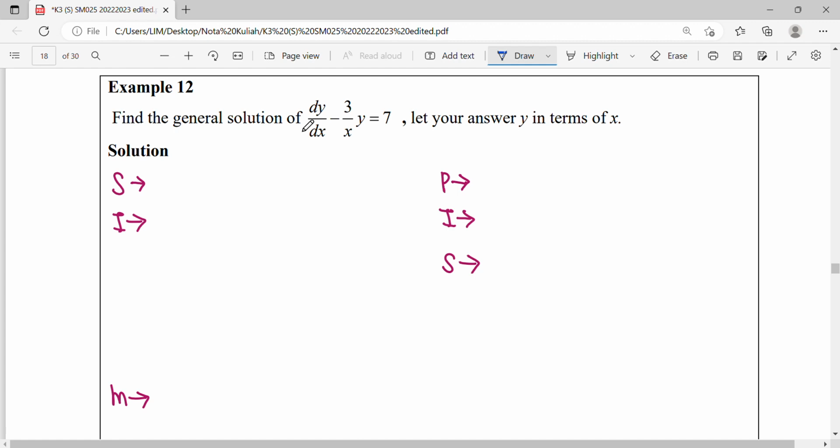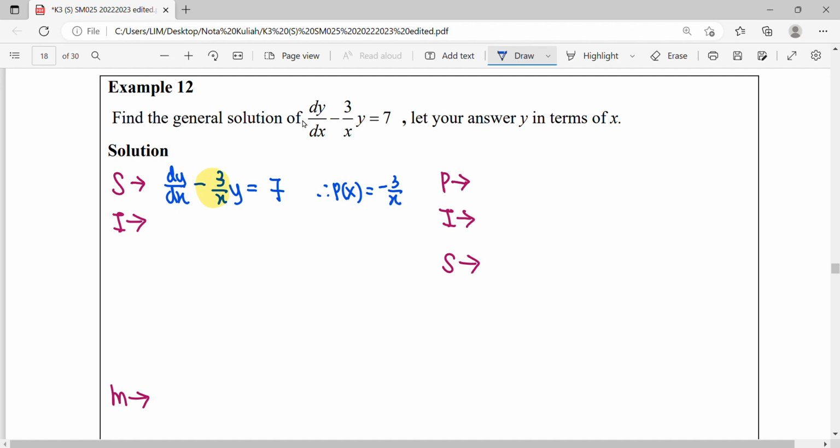Standard form must start with dy/dx, and then the term y, the second term, will be in the middle here, equals to 7. So from the first step, standard form, we have to identify what is your coefficient of y. What is multiplied by y here? Negative 3 over x. So from here we identify P(x) is equal to negative 3 over x.